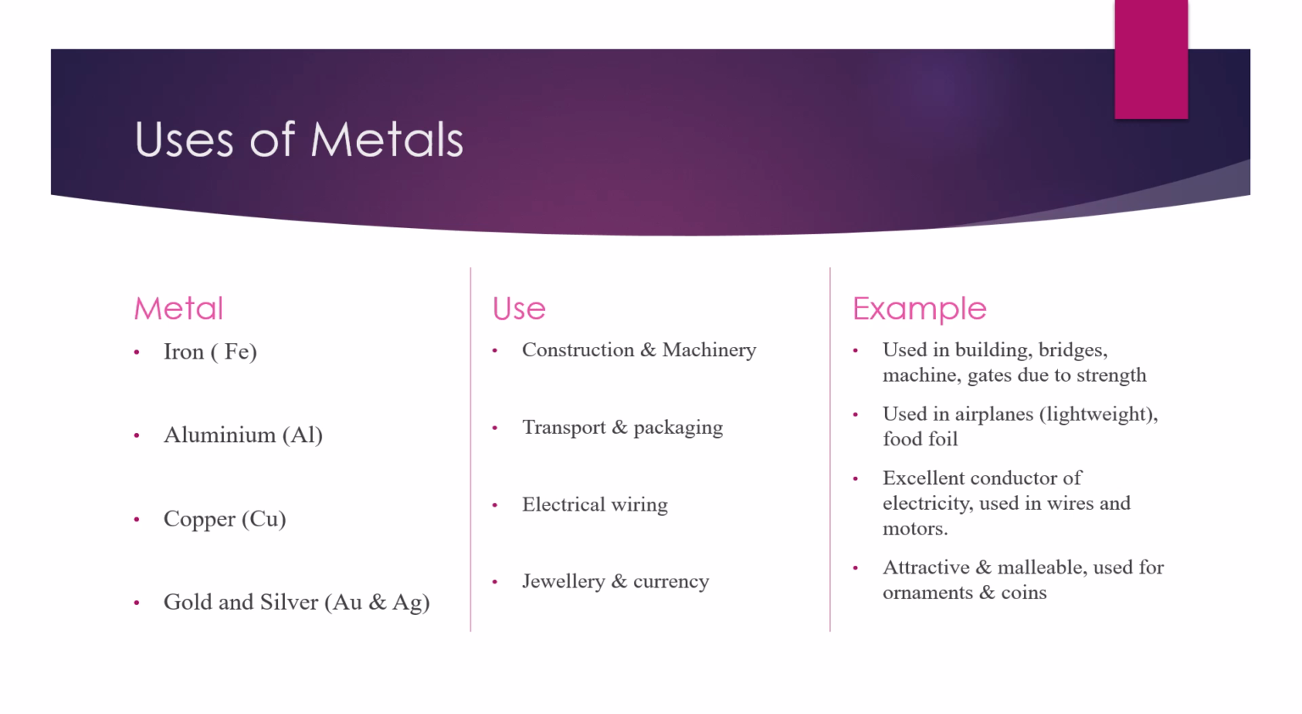Next metal is copper. Copper is used in electrical wiring. For example, copper is an excellent conductor of electricity. It is used in wires and motors. Next metal is gold and silver. Gold and silver are used to make jewelry and currency. For example, gold and silver are attractive and malleable. It is used for making ornaments and coins.